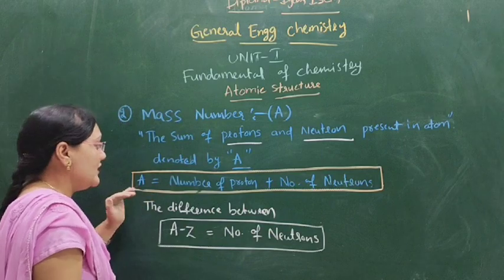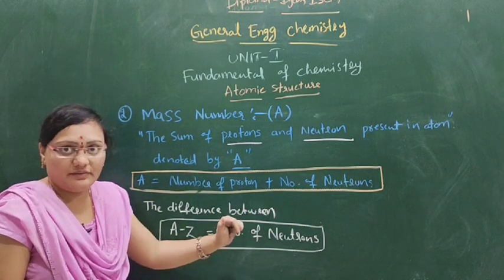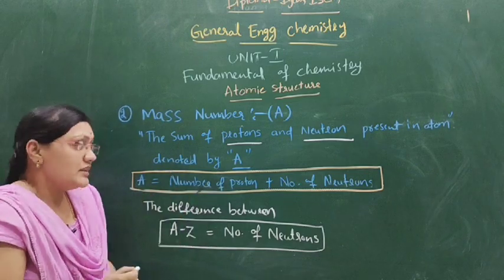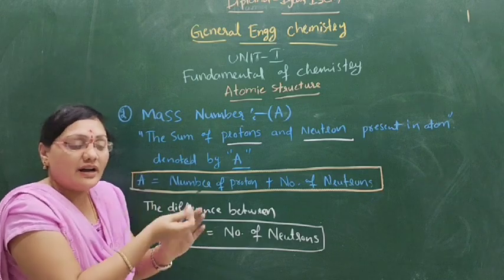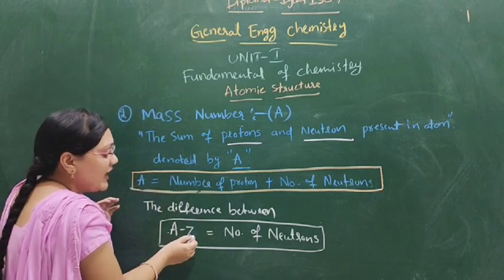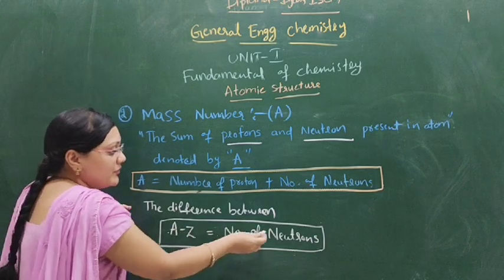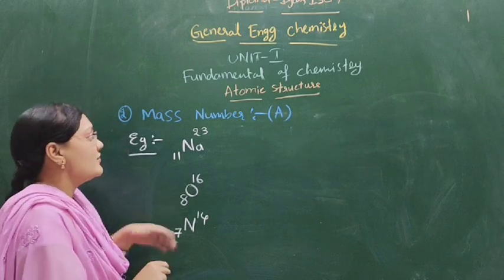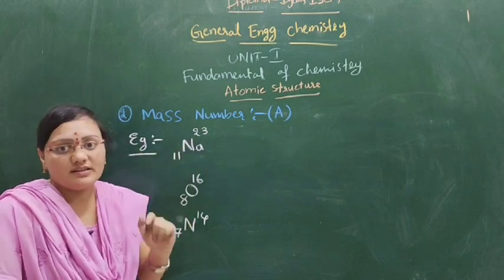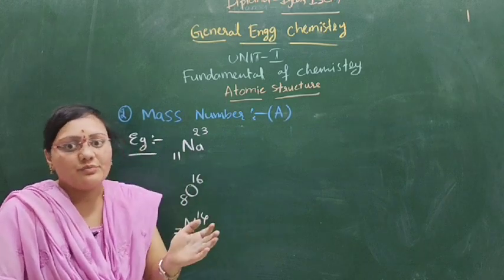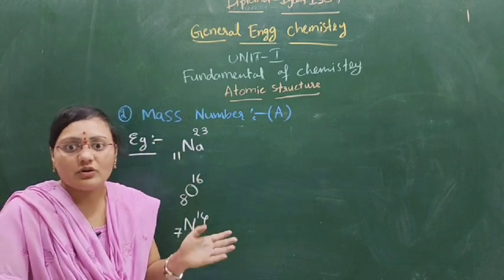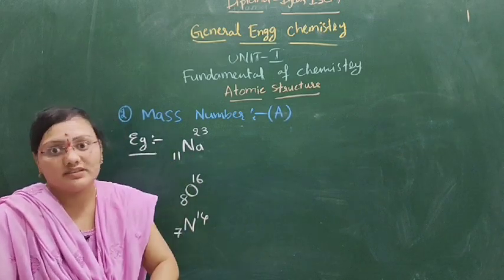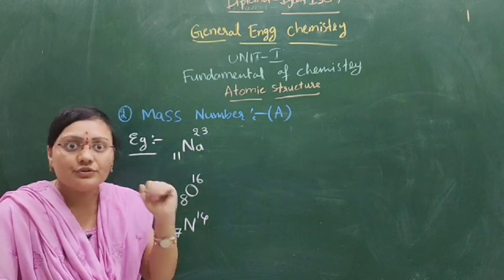The difference between mass number and atomic number: A minus Z equals the number of neutrons. For example, what is atomic number? The number of protons or electrons present in an atom. What is mass number? The number of protons and neutrons. How to calculate the neutrons?